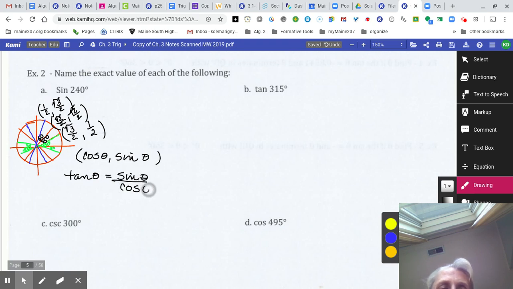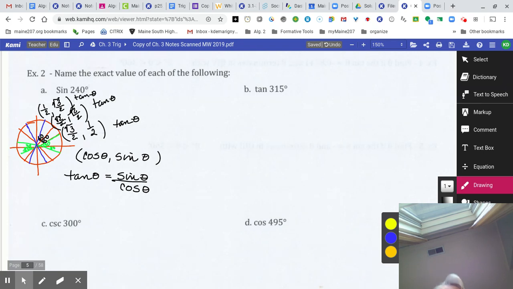So if you didn't memorize those, you could very quickly calculate those by putting a sine over a cosine. So a half over root 3 over 2 would tell you what your tangent value is as well. So if you wanted to do your tan of each one of these, you are more than welcome to do those as well.